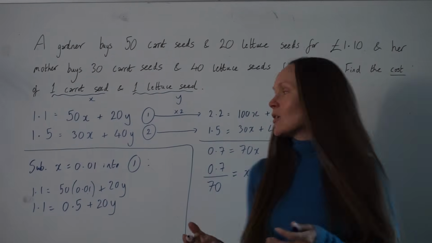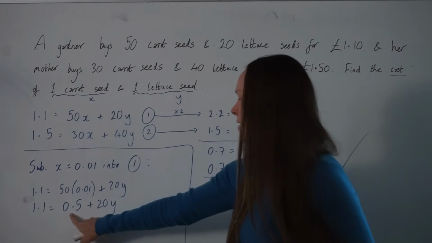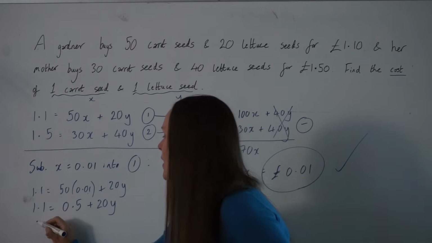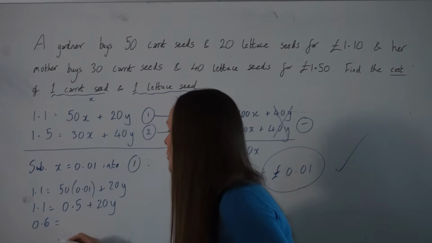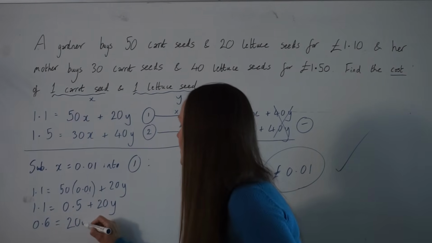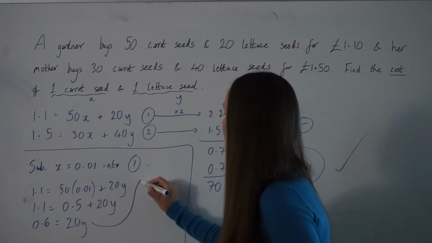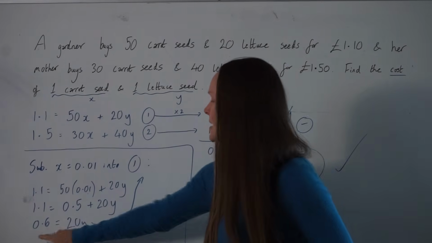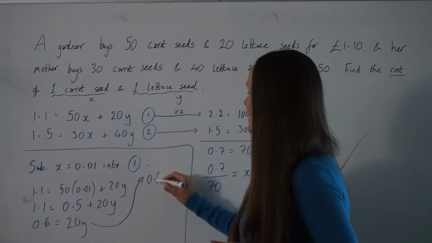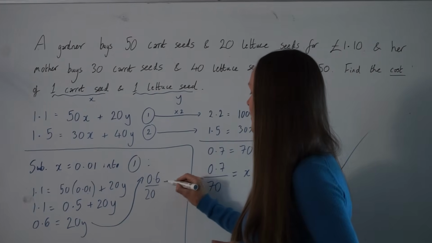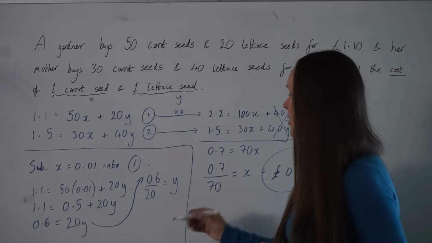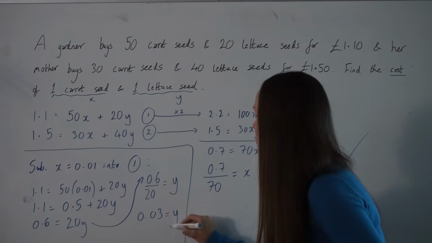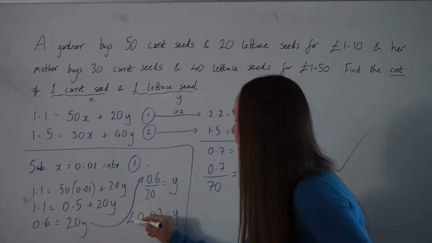Now we're solving this equation for y, so I'm going to subtract 0.5 on both sides. So 1.1 minus 0.5 is 0.6. So we have 0.6 is equal to 20y. Sorry if I'm running out of room here. And then to solve for y, we divide both sides by 20. So 0.6 divided by 20 is going to give us y. So the final answer is 0.03 for y. So the cost of a lettuce seed. And remember, this is in pounds.